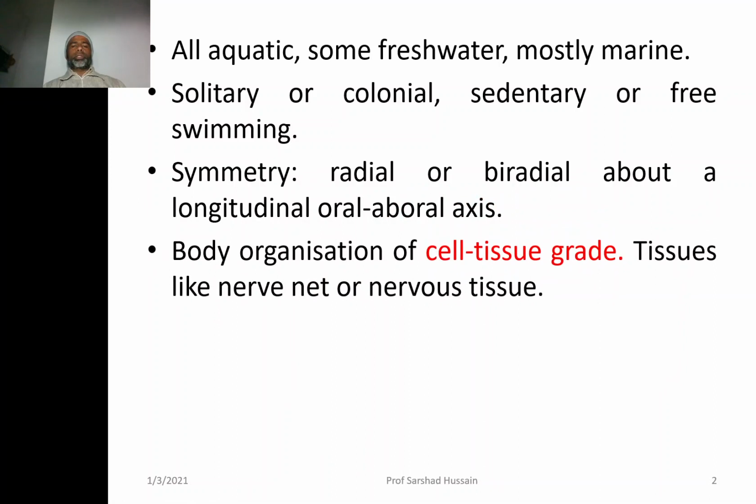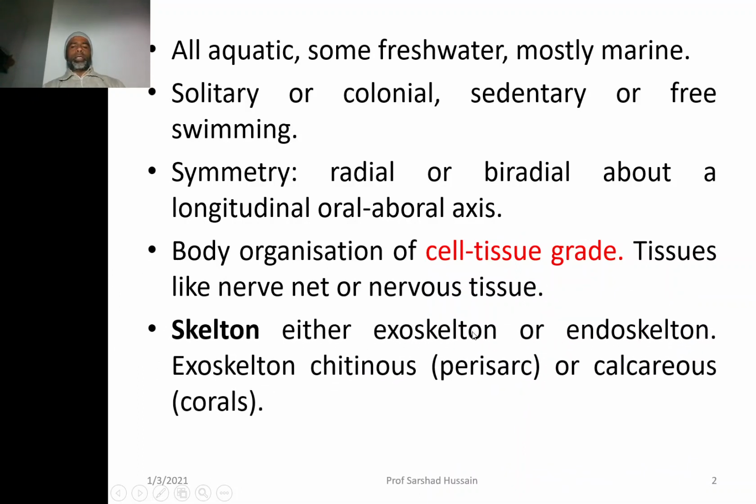Body organization is of cell tissue grade. It means sometimes tissues are there which are performing certain specific functions, sometimes tissues are not there. Both the things are present there. An example of a tissue is the nerve net or nervous system, which is a type where so many cells are together performing the function of a tissue.